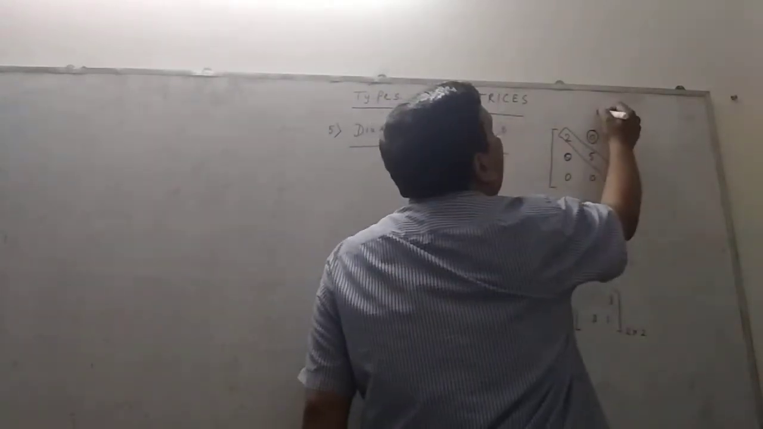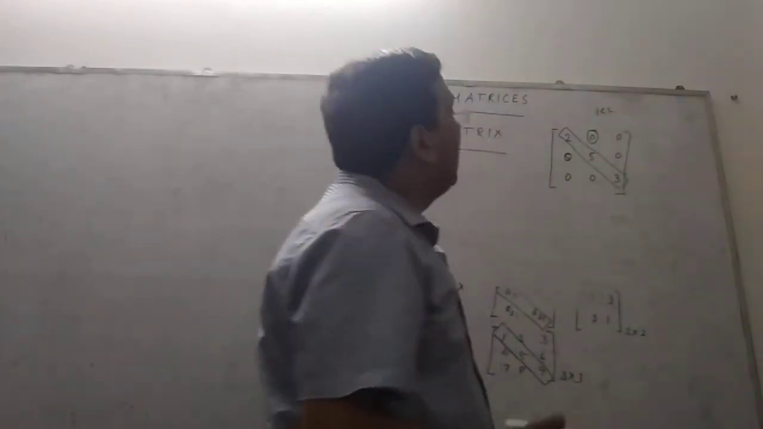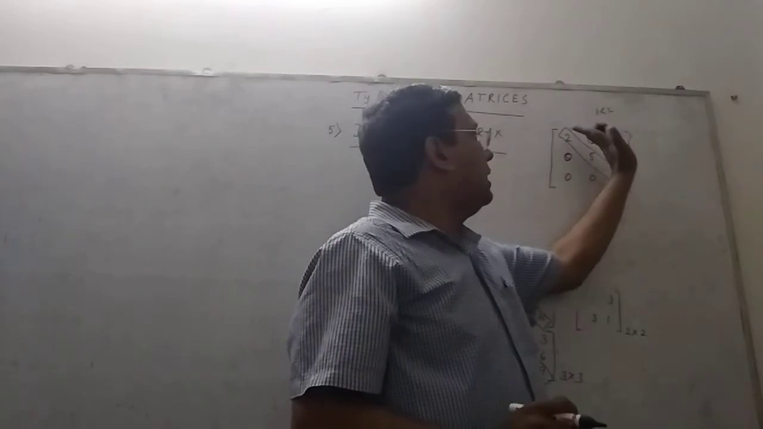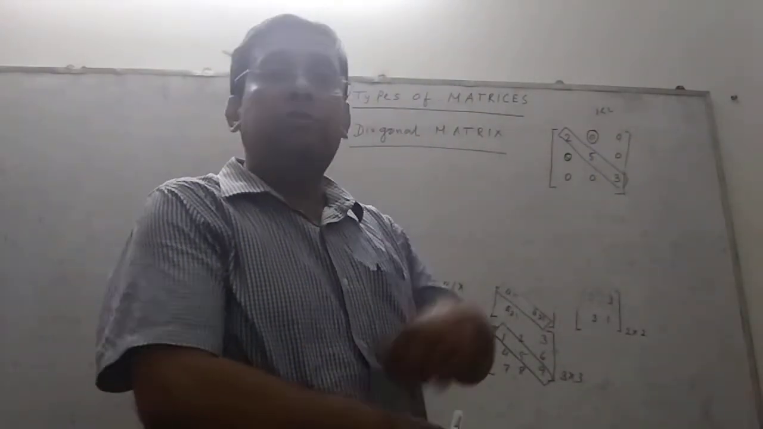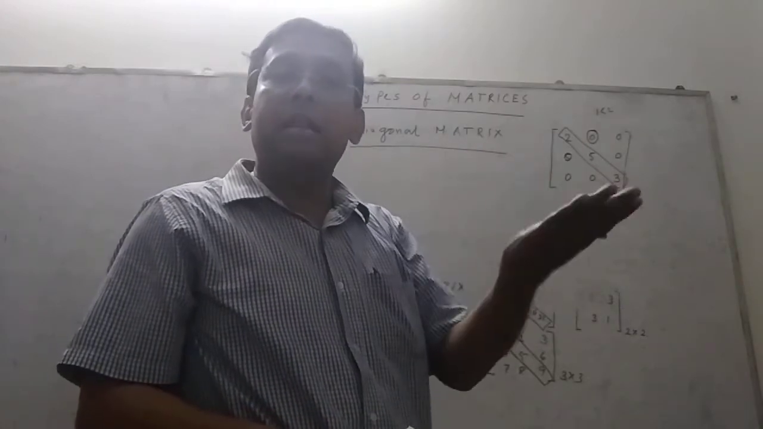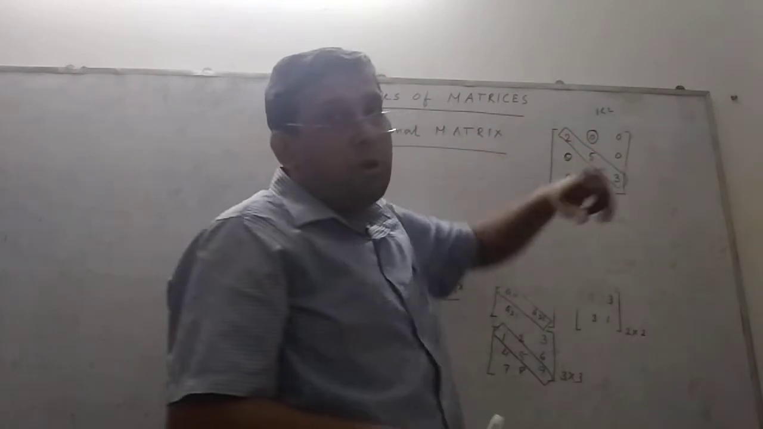A12, here 1 is less than 2. Here it is A13, 1 is less than 3. Here it is A23. So all the elements above the primary diagonal are those whose row number is always less than the column number. Similarly, below this is a very important concept.